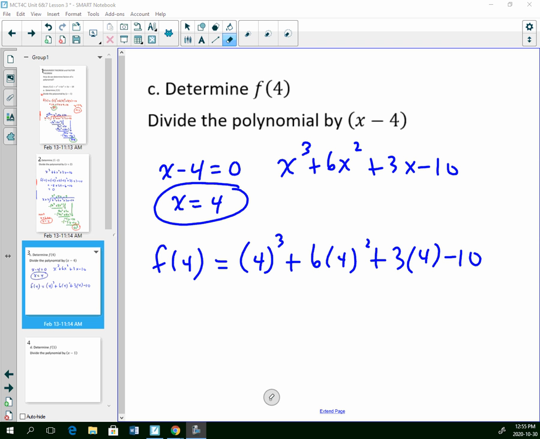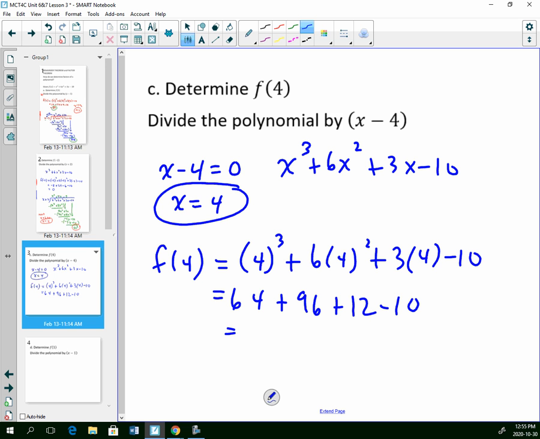Okay, so we're doing f of 4. Grab my calculator. So 4 to the power 3 is 64. And then we have 16 times 6 is 96. Plus 12 minus 10, so we'll add this all up. 64 plus 96 plus 12 minus 10 is 162.